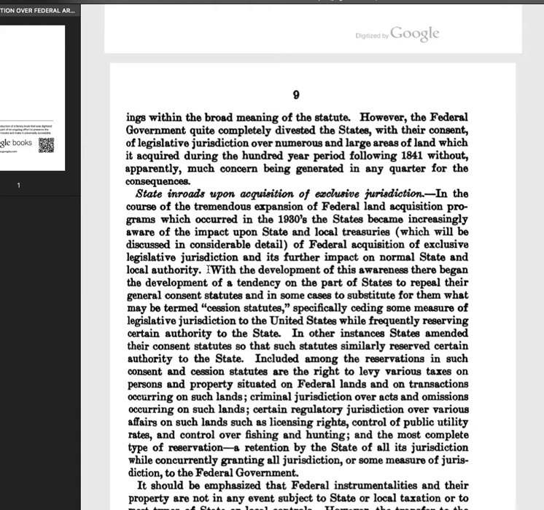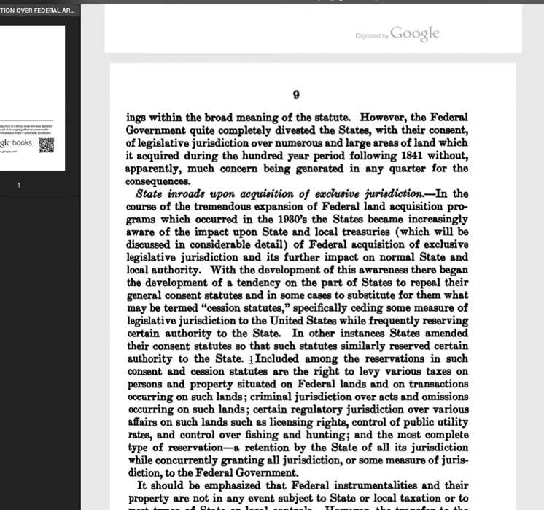With the development of this awareness, there began the development of a tendency on the part of the states to repeal their general consent statutes, and in some cases to substitute them for what may be termed cession statutes, specifically ceding some measure of legislative jurisdiction to the United States, while frequently reserving certain authority to the state. In other instances, states amended their consent statutes so that such statutes similarly reserved certain authority to the state.